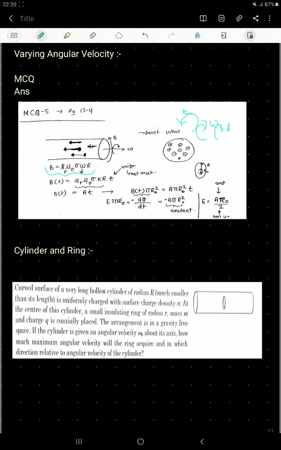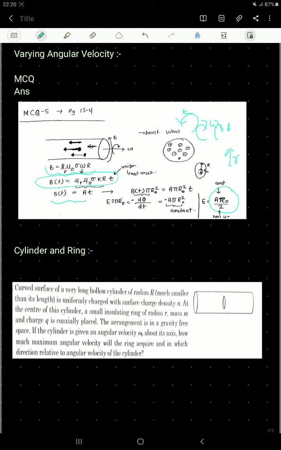and we get B as a linear function of time. Since it's a linear function, the differentiation of it would be a constant, that is already known. So we can easily say that E would be constant but non-uniform. Why non-uniform? Non-uniform because at different distances from the axis there would be different values of electric field. Okay, now the magnetic field is uniform but not constant.